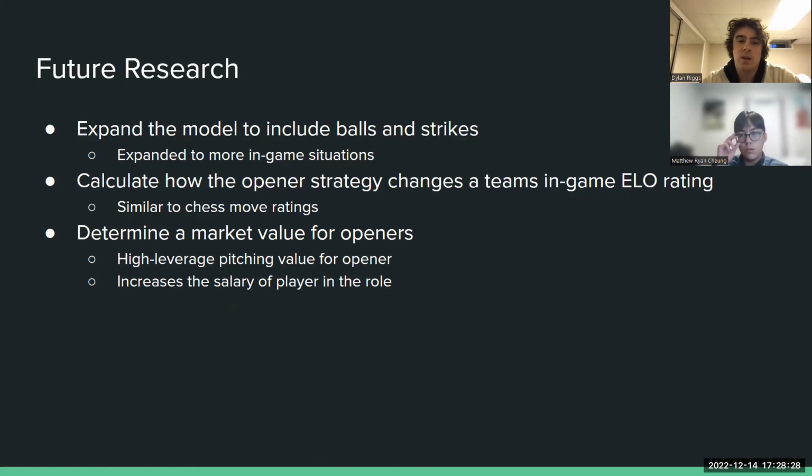Another thing we would want to look at is the market value of an opener. This high leverage value that the opener has could lead to an increased salary for a player in that role, which we actually saw with Chad Green after the season he was used as an opener. The Yankees did end up paying him more than what he was originally paid the year that he was an opener. And that wraps up all of the findings that we had in studying the Markov chains with baseball.